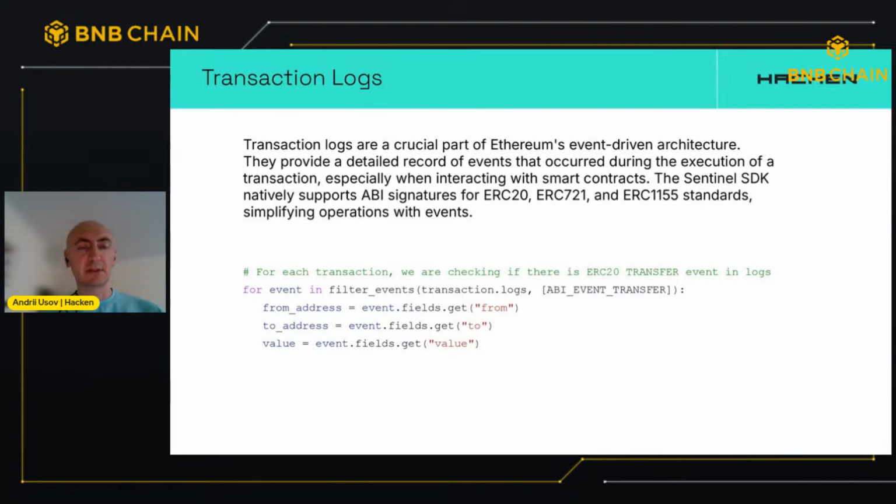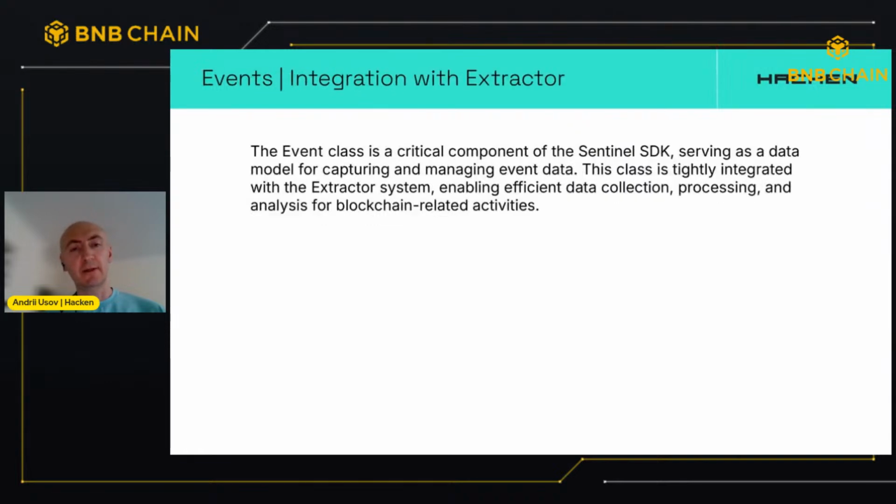Another most used field is information about logs. That's information about events that happened during transaction execution. Most often that's interacting with a smart contract. And by default, the SDK supports standards like ERC20, ERC721, and so on. That's what you can use. In the example on the screen, you can see how easily we can filter even transactions from the logs and extract this information.